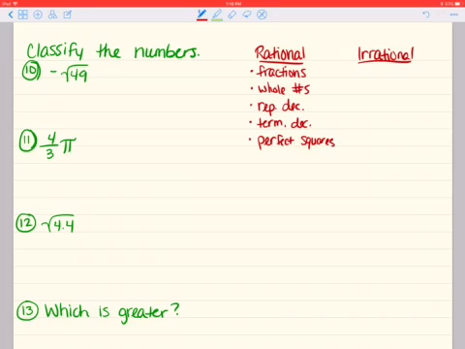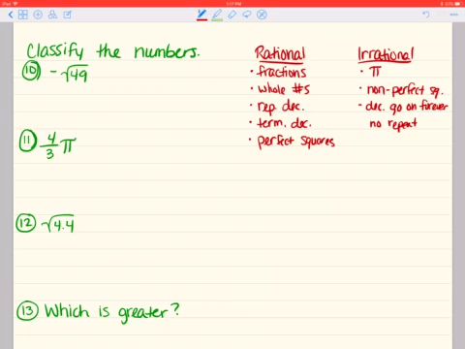For irrational numbers, you're going to have pi. You'll have non-perfect squares. And then you'll have decimals that go on forever, but they do not repeat. Okay, so there's really no rhyme or reason to their pattern there.